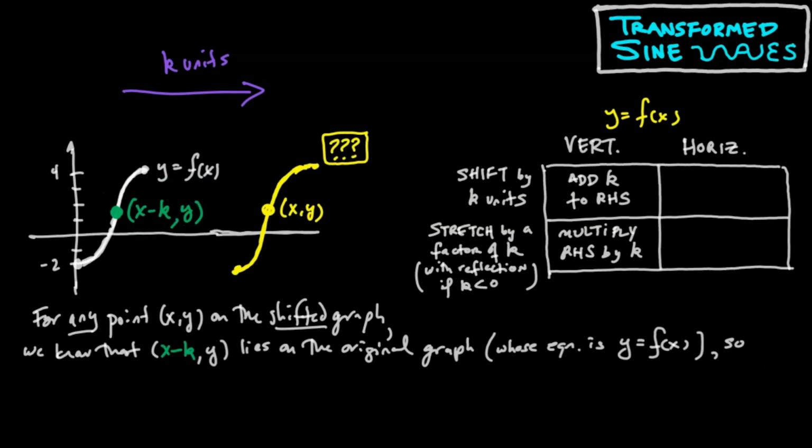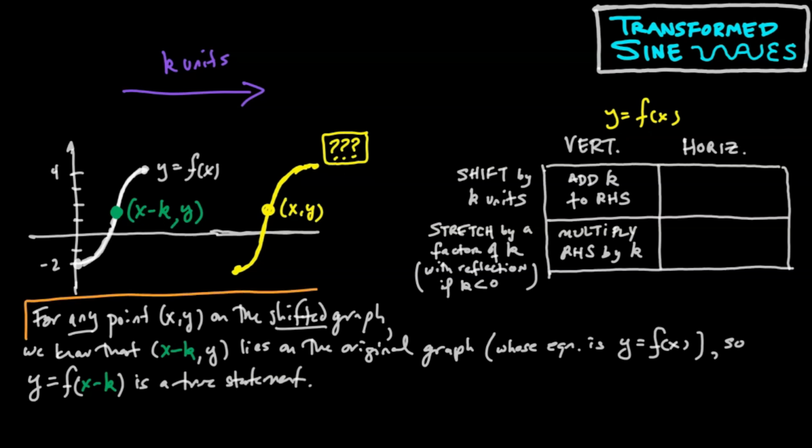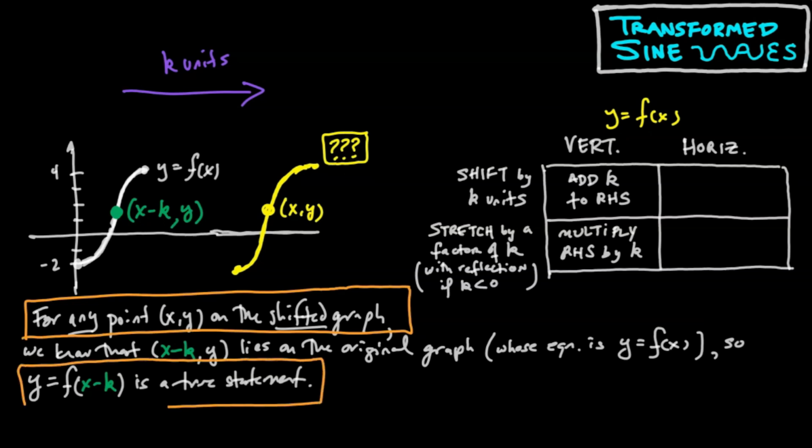So doing that, we know that what happens? Pop y in for y and we get y. Pop x minus k in for x and we get f of x minus k. This equation is a true statement. Hey, wait a second. Look what we have just discovered. For any point (x, y) on the shifted graph, we know that y equals f of x minus k is a true statement. That's precisely the kind of thing we were looking for.